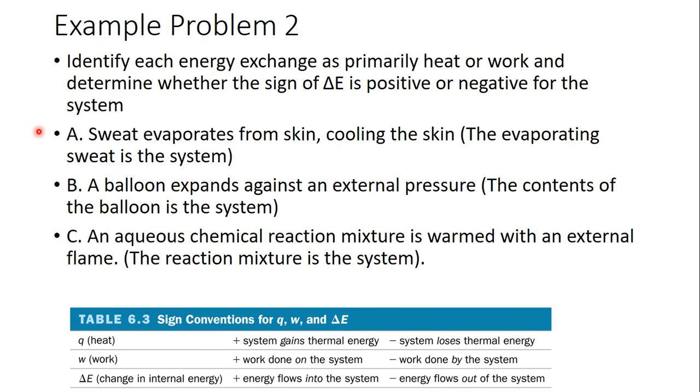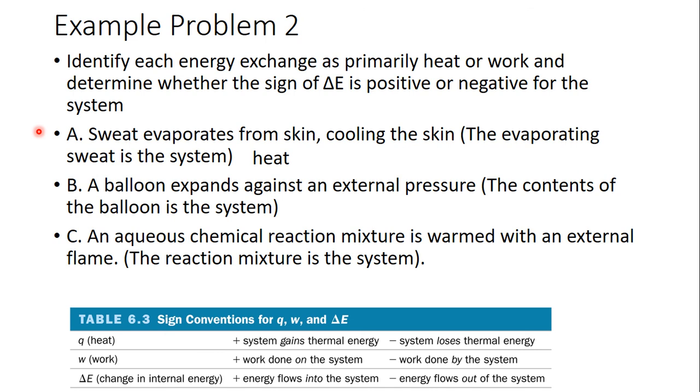So again, I have a problem here for you to check your understanding. Identify each energy exchange as primarily heat or work, and determine whether the sign of delta E is positive or negative for the system. Take a minute and try to figure this out. All right, so sweat evaporates from the skin, cooling the skin. So that's heat. And if our sweat is the system, delta E is positive because heat went into it.